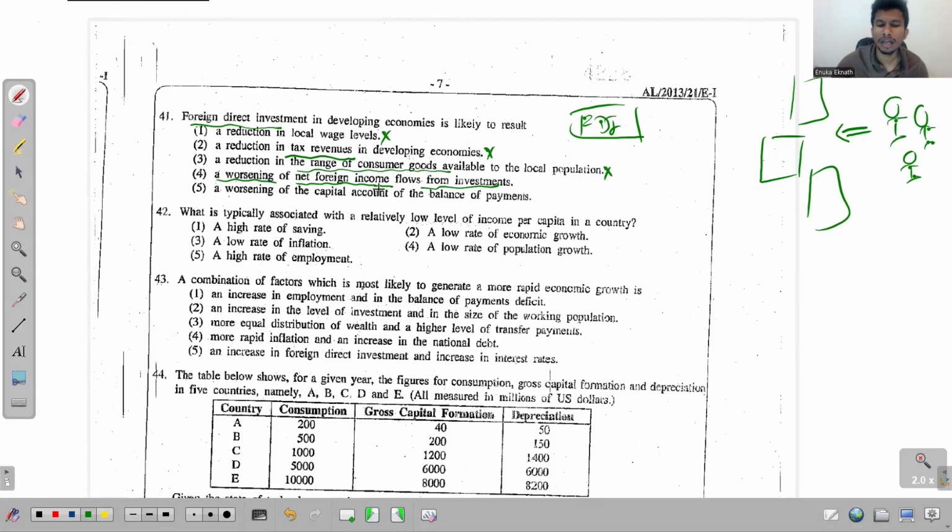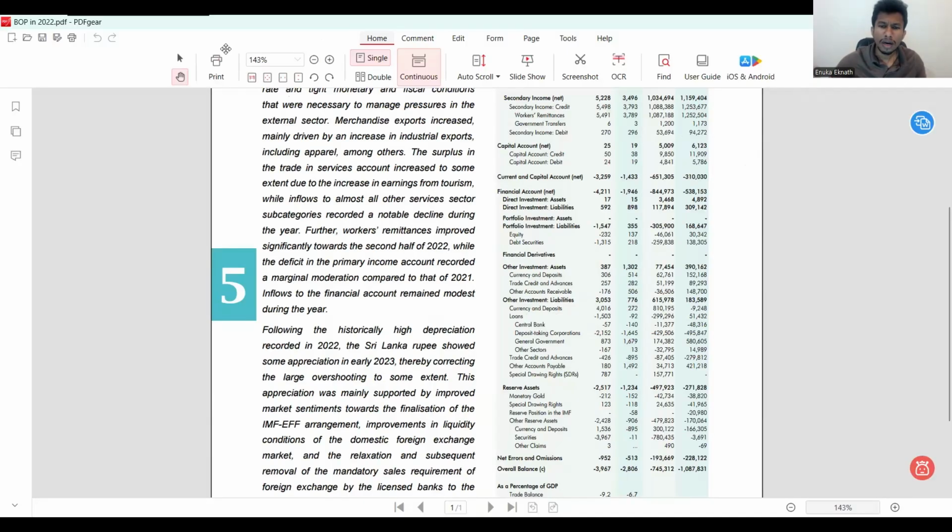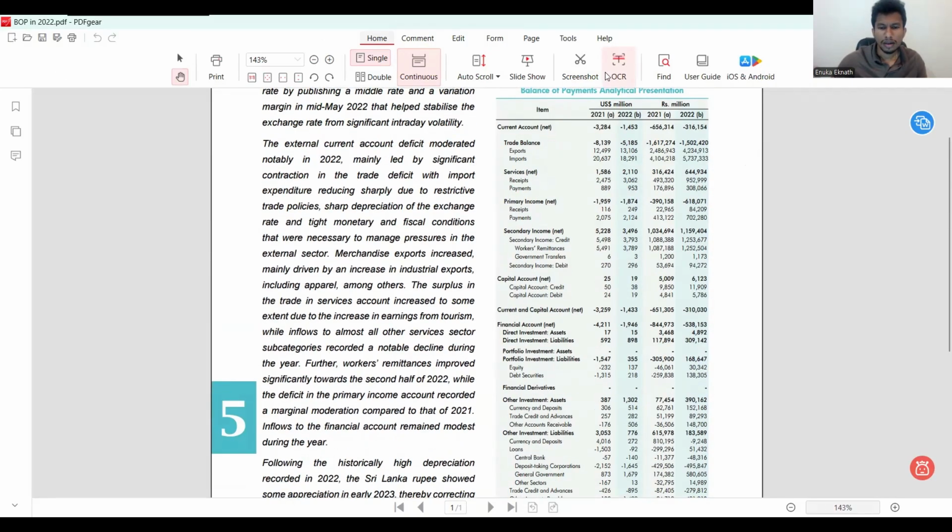Net foreign income flows from investment is possible. The reason, if you just look at this BOP once again, right? Now, I told you that this has mainly four different accounts. The first one is the current account. So under the current account, we have another four again. The first one is the trade account, services account, primary income account, and the fourth one is the secondary income account. So that question is talking about this primary income account.